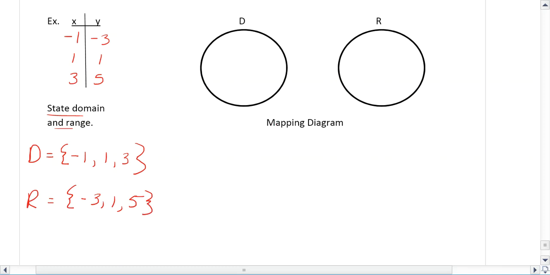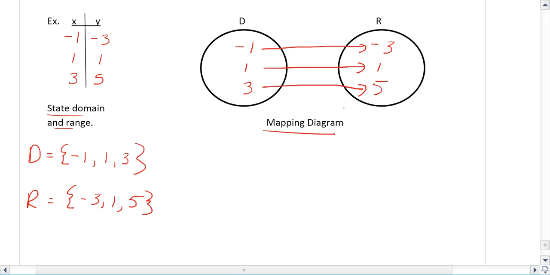You also need to know what a mapping diagram is. It can be another way of expressing this relation. If we put all the x's, the domain elements, in the first circle and the range in the second, and then we draw arrows to indicate this x maps to this y, and so on. So just to show you what a mapping diagram looks like.